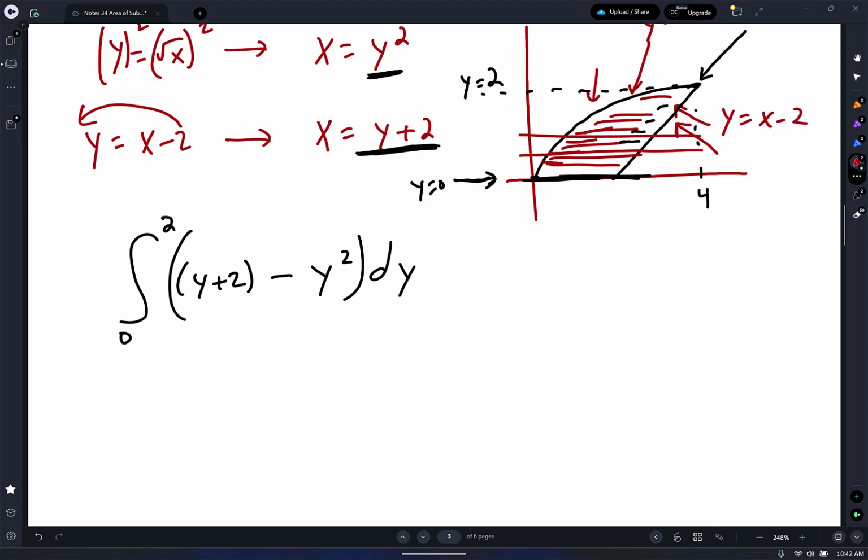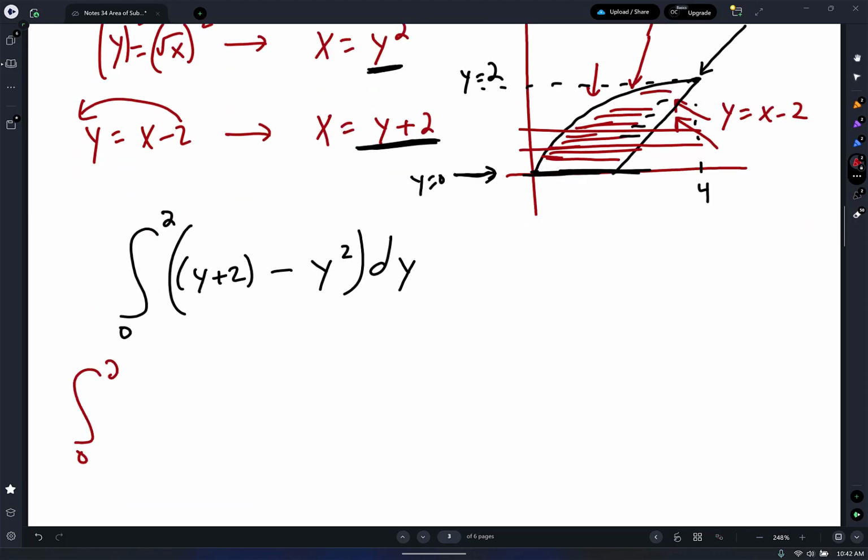So let's see. Now let's see what's up. Integral 0 to 2 of y plus 2 minus y squared dy. I just dropped the parentheses. If you want to put the negative y squared on top and the front, that's fine. All right, come on, guys. Focus, focus, focus. All right, here we go.